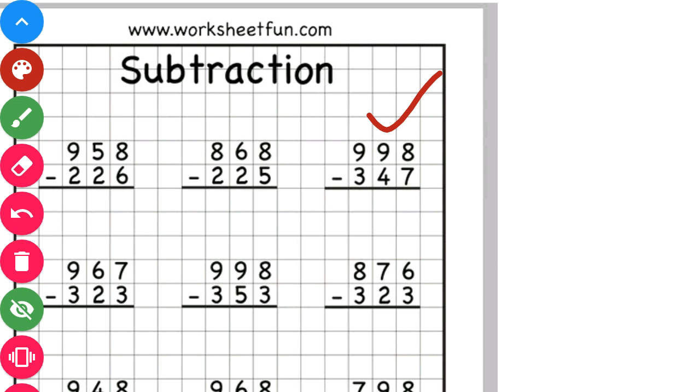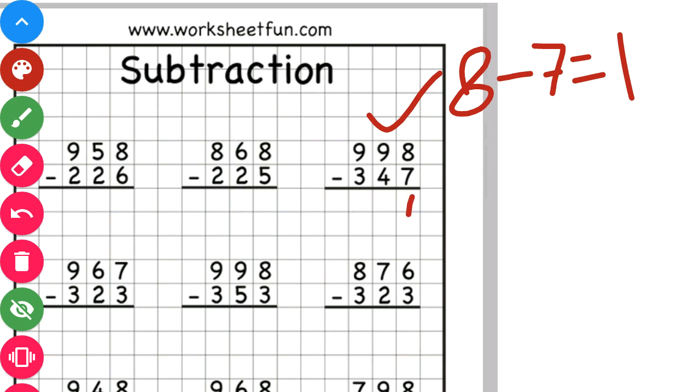At ones place we are having 8. So, 8 minus 7 we will get 1.